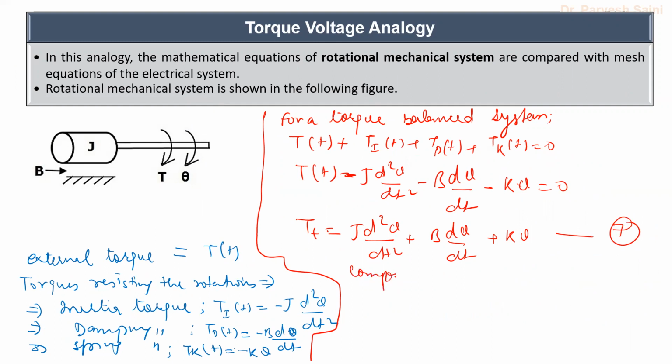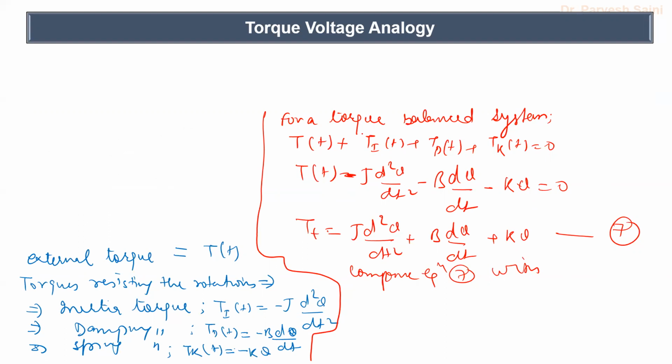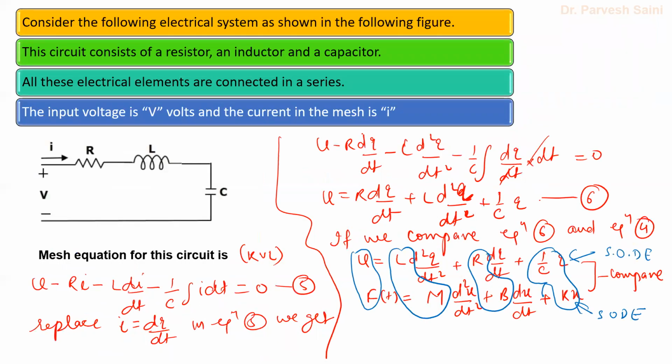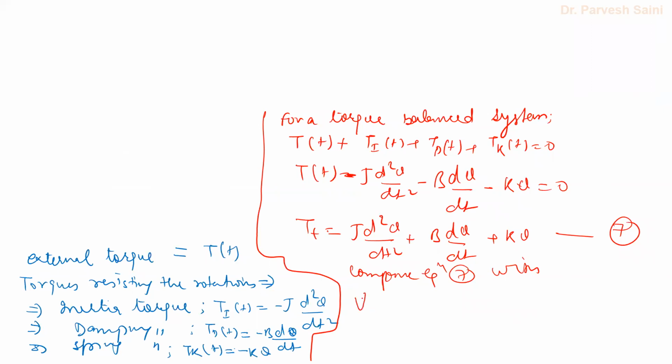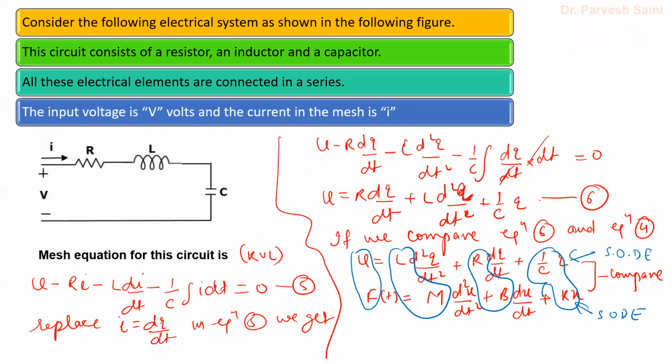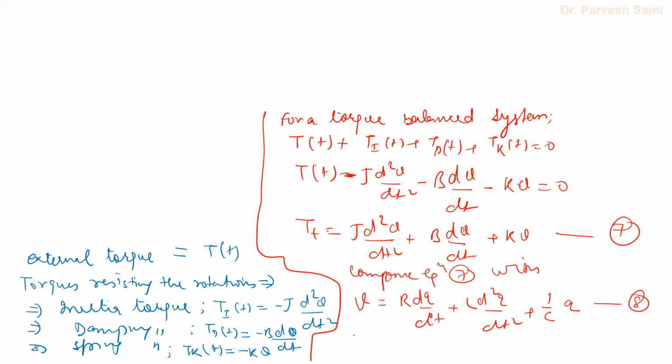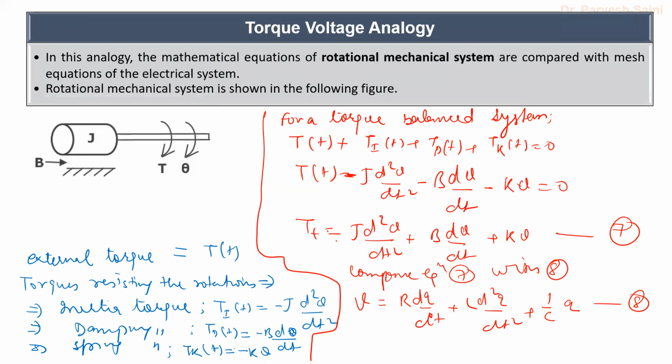Now compare equation 7 with the electrical quantity. So what is that quantity? We can write V is equal to R dq by dt plus L d square q by dt square plus 1 by C q. So the voltage is equal to R dq by dt plus L d square q by dt square plus 1 upon C q. This is, let us say, equation number 8. Now when you compare with 8, you will get some analogy here. That simply means we have to compare the equations.